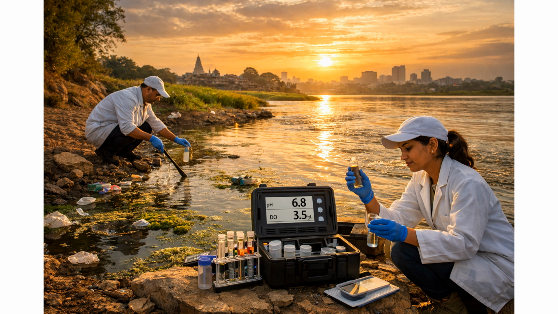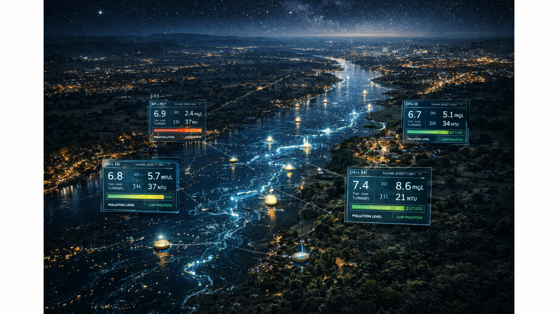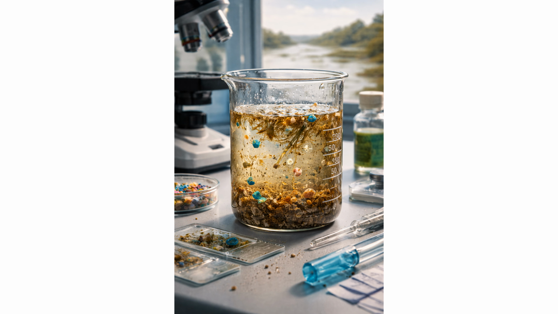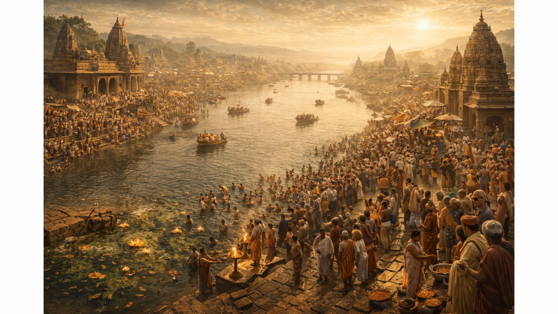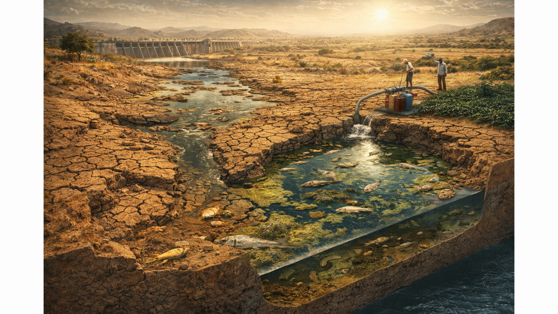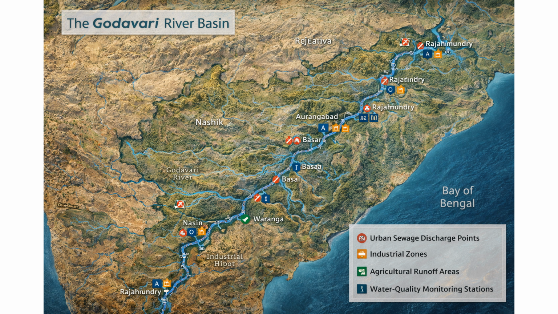Many communities in the Godavari basin rely on the river for drinking water, bathing, and agricultural irrigation. When polluted water is consumed or used for domestic purposes, it can lead to a range of waterborne diseases, including cholera, dysentery, and gastrointestinal infections. Contaminated irrigation water can also affect agricultural productivity and food safety. Crops irrigated with polluted water may accumulate harmful substances, posing risks to consumers.